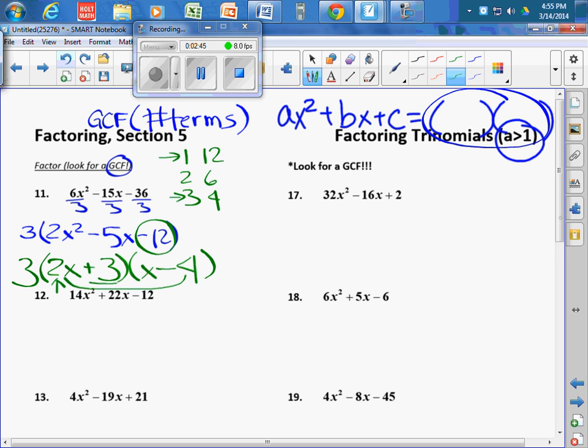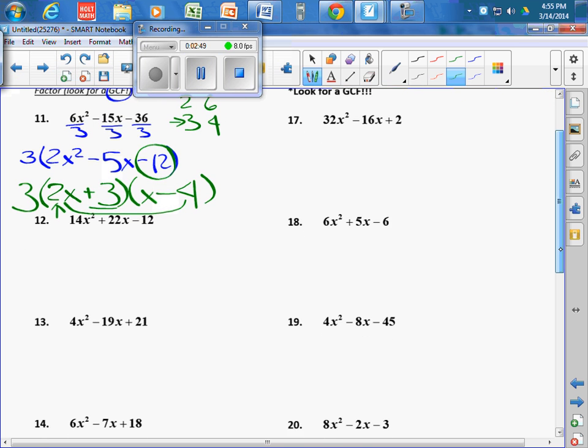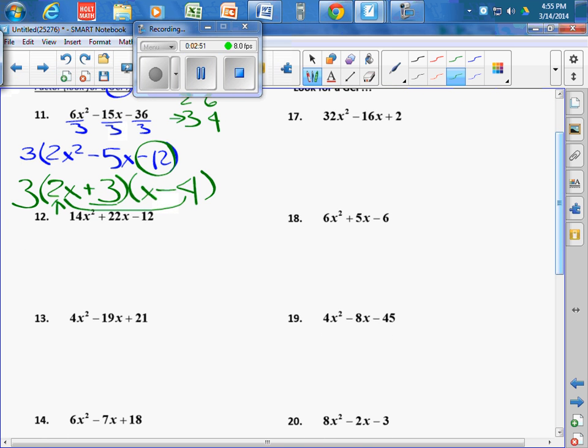Look at number 12. In number 12, again, do we have a GCF? Yes, we do. There is a 2 in common, so we're going to factor out the 2 here. What will it look like when you factor that out? You'll have 2 times the quantity, 7x squared plus 11x minus 6. And knowing that this trinomial, the ax squared plus bx plus c, can be factored, we're going to end up with two binomials.